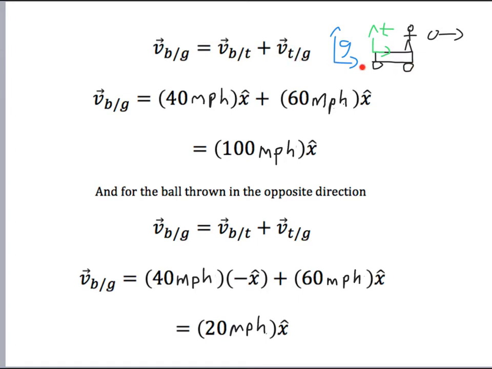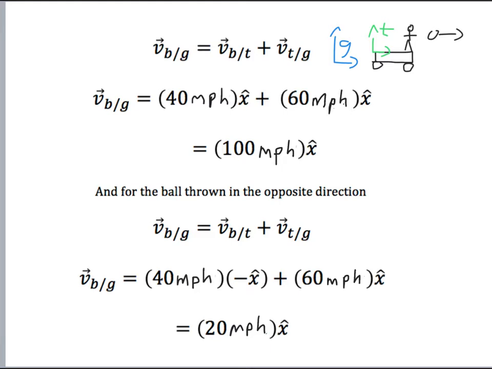I've got my little picture here that I've sketched in. So here I have the train coordinate system, here I have the ground coordinate system, and here's the little ball. We're given in the problem that the velocity of the ball with respect to the train was 40 miles per hour, and the velocity of the train with respect to the ground was 60 miles per hour.